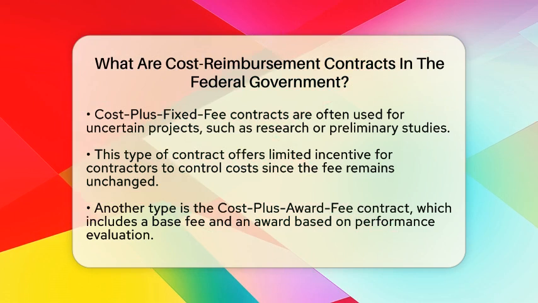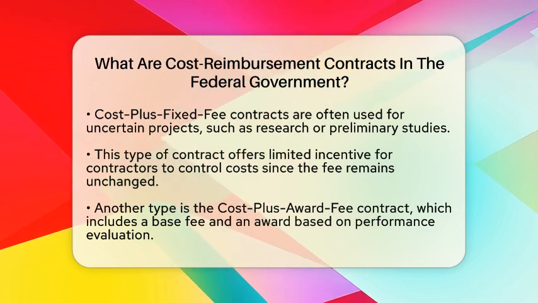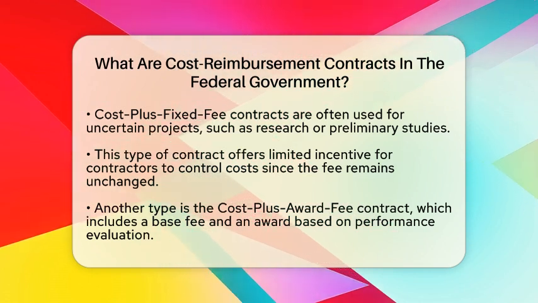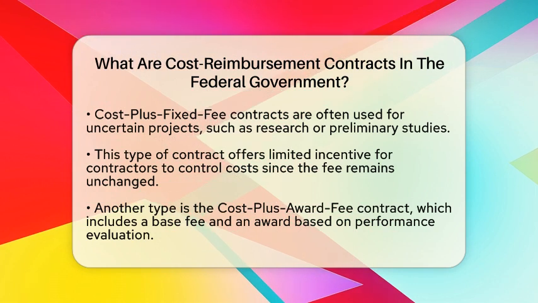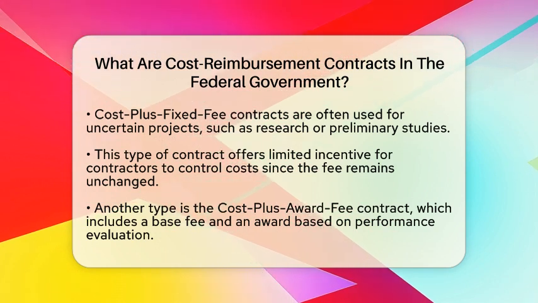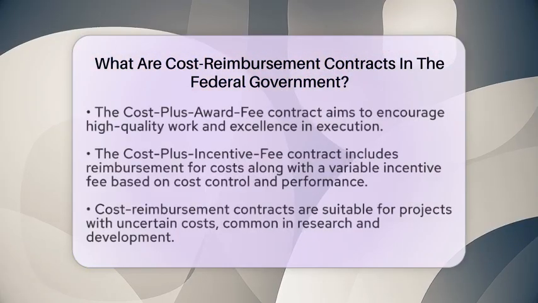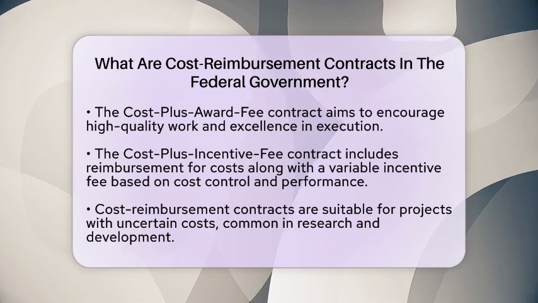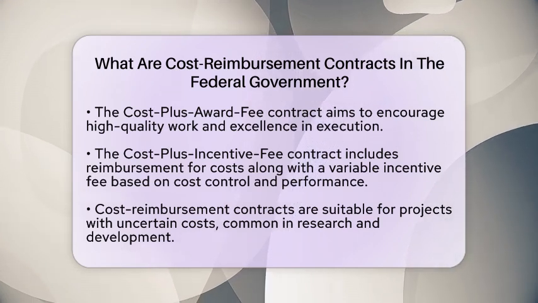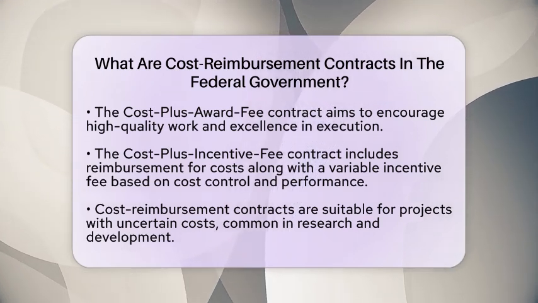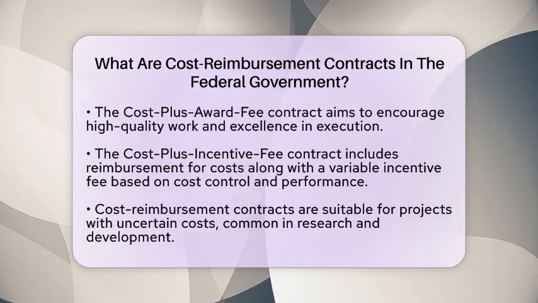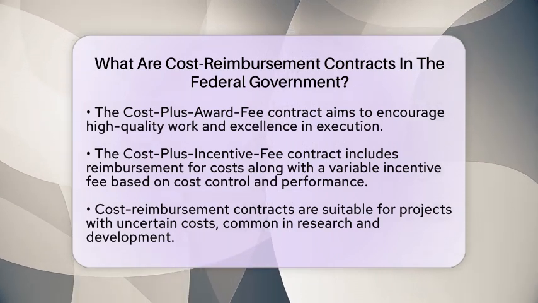Then there is the cost-plus incentive fee contract. This type includes reimbursement for costs along with an incentive fee that varies based on how well the contractor controls costs and meets performance targets. This can motivate contractors to be more efficient while still allowing for flexibility in cost management.